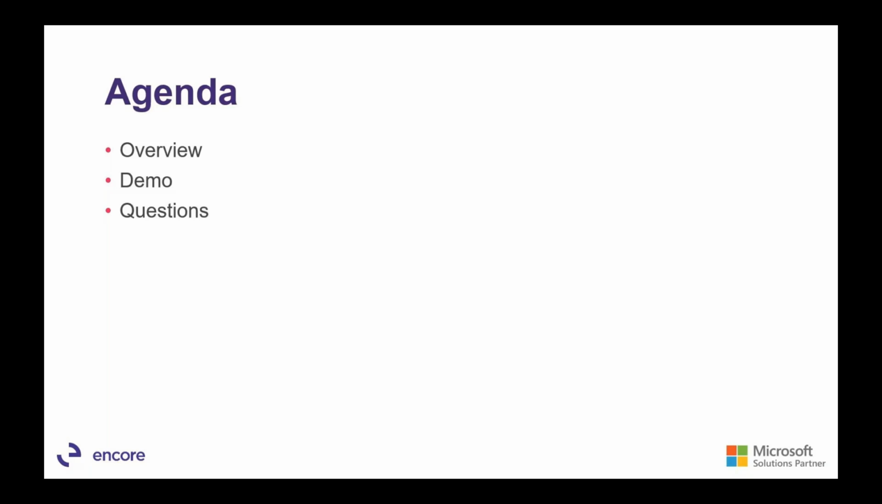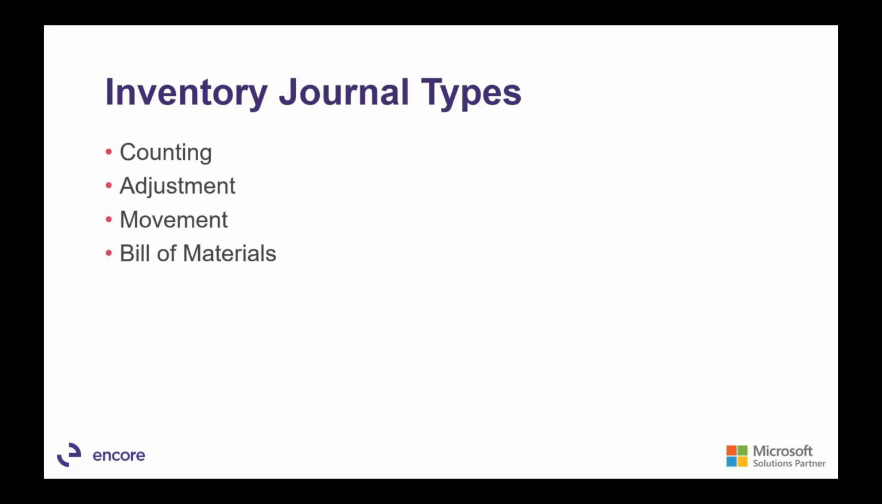All right, the four different journals we're discussing today are the counting journal, adjustment journal, movement journal, and sales journal. These all have a very similar function in that they change the quantity and value of the inventory that you have on hand. So we're talking about changing how much inventory is on hand in a warehouse or store location. They all function slightly differently.